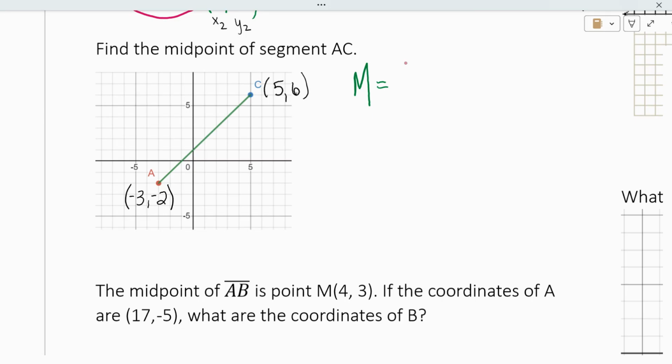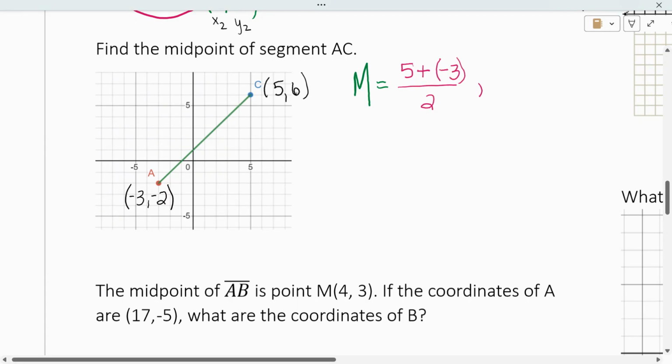Let's add up our X's first. So 5 plus -3 divided by 2. And then add up your Y's, Avery. You're doing great. Yep, 6 plus -2 divided by 2. Avery, call on someone to finish it off.